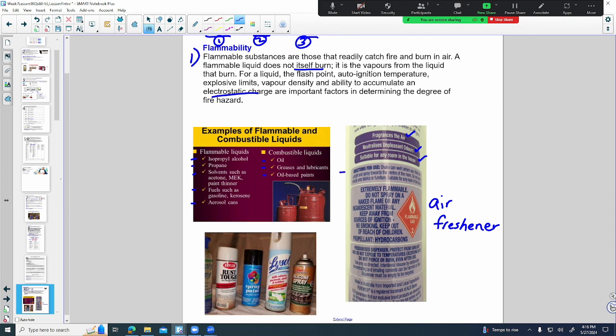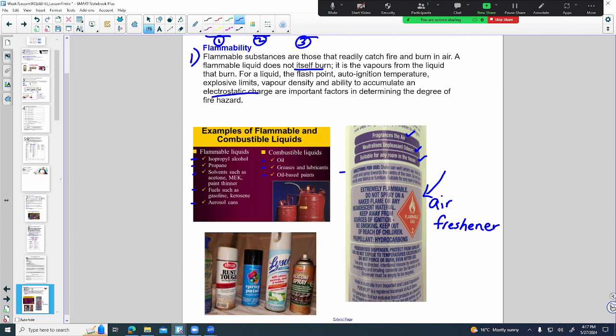It tells you the directions. So shake can well before use. Hold can upright and spray towards the center of the room. Do not spray directly onto fabrics or furniture. Suitable for any room in the house. There's your hazard symbol. It shows flammable gas.